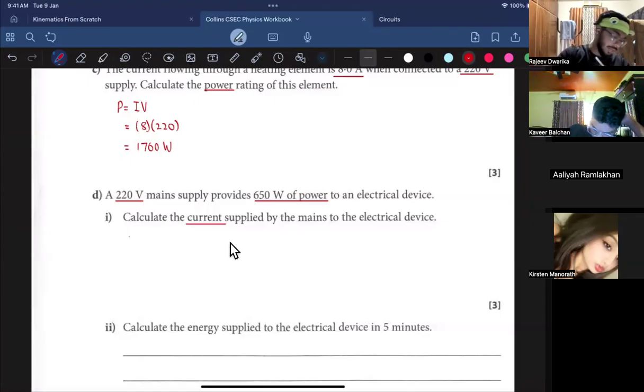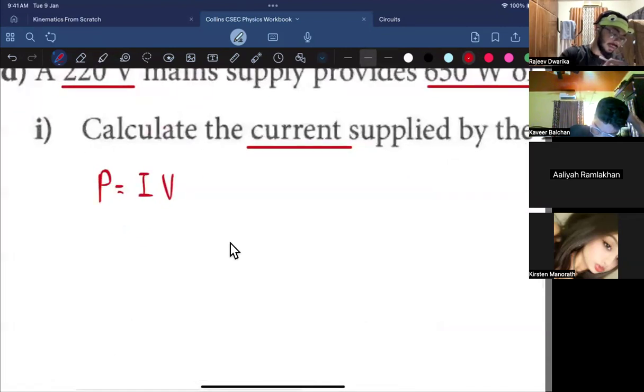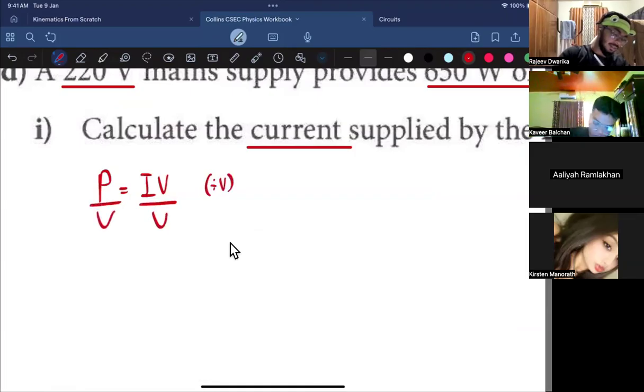Okay, P is equal to IV. What are we trying to find for in this formula? I. If I want to find I, how would I do that? Divide by V on both sides. So if I divide by V on both sides, this is what's going to happen. The V and the V will cancel off on the right-hand side, and you're going to end up with P over V is equal to I, which is the same thing as I is equal to P over V, right? So the answer is I is equal to P over V.